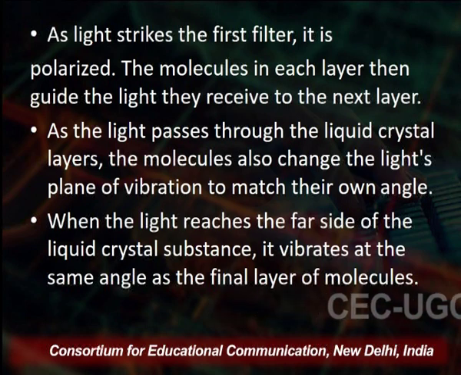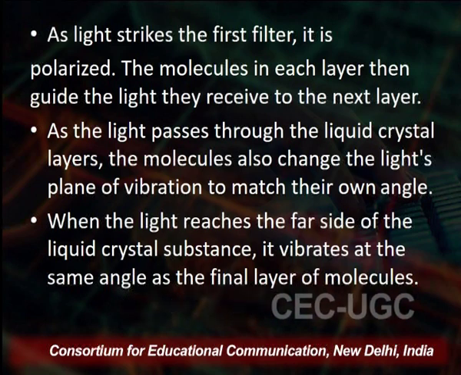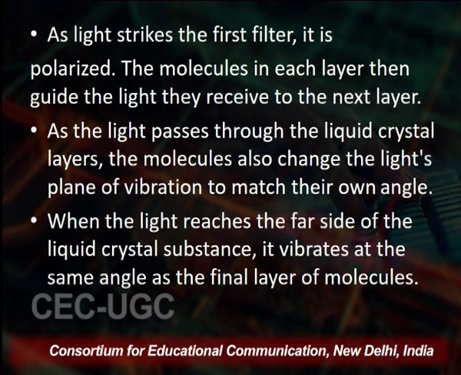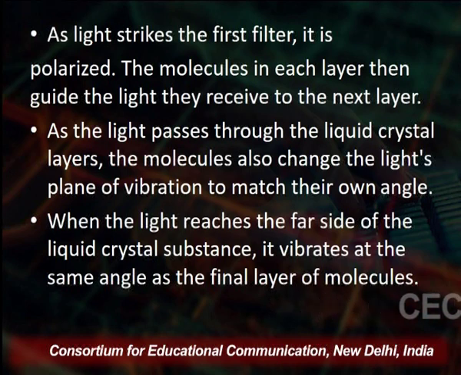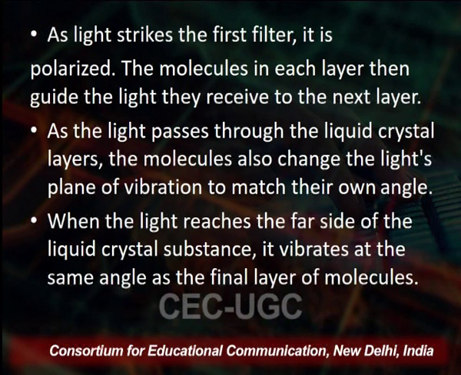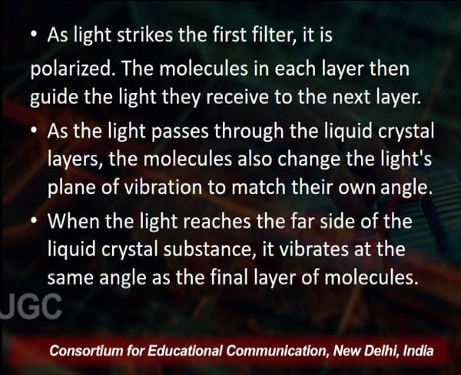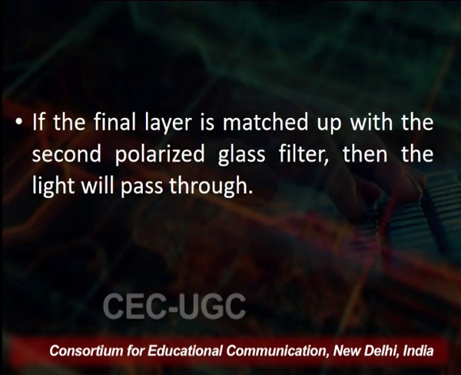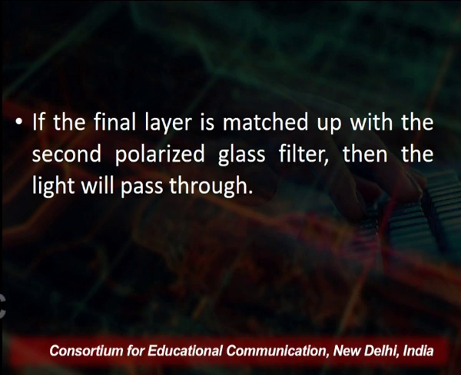As the light strikes the first filter, it polarizes the molecules in each layer, which then guide the light they receive to the next layer. As the light passes through the liquid crystal layer, the molecules also change the light's plane of vibration to match their own angle. So when the light reaches the far side of the liquid crystal substance, it vibrates at the same angle as the final layer of molecules. If the final layer matches up with the second polarized filter, then the light will pass through.